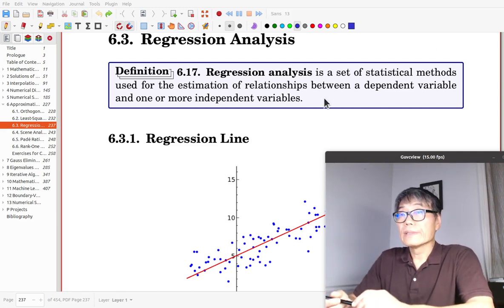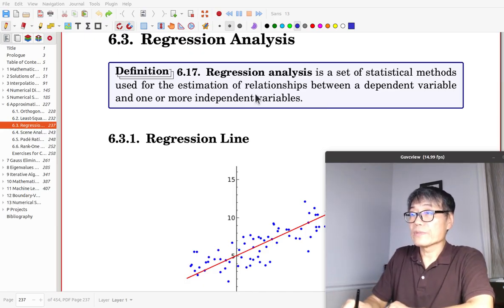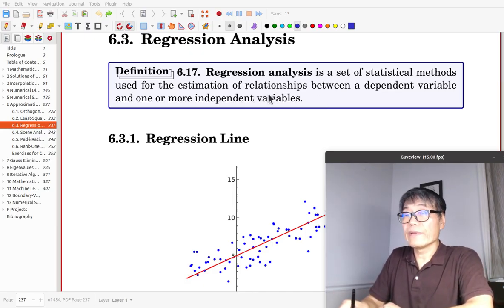In this section, we'll study regression analysis. It is used for estimating relationships between a dependent variable and one or more independent variables.